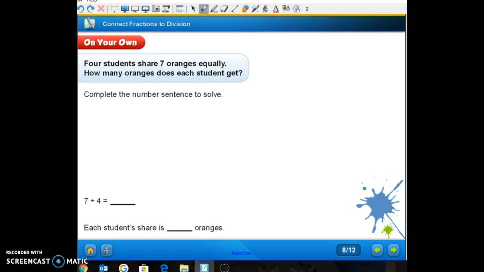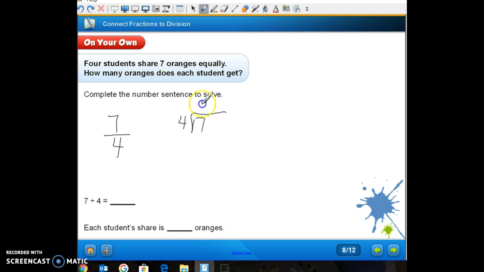Okay, now we're on number 4, friends share 7 oranges. Number 5 down on your own. 4 students share 7 oranges equally. How many oranges does each student get? Complete the number sentence and solve. We have 7 oranges, right? That we're dividing among 4 people. So 7 divided by 4.